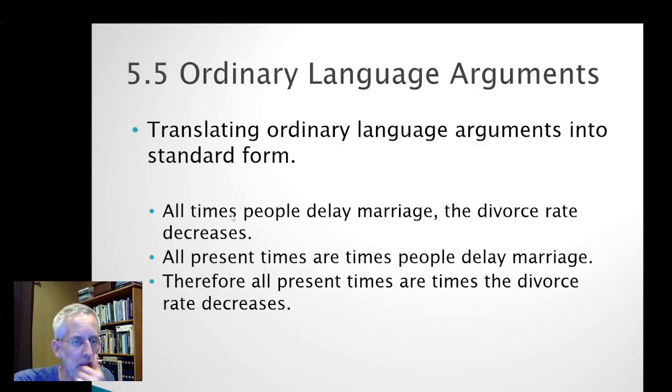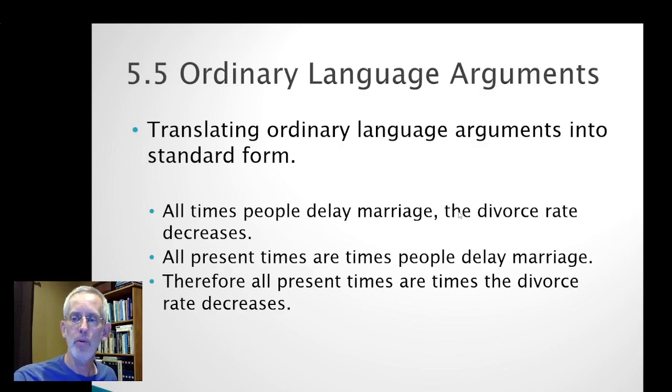But if you look at the first premise here, all times people delay marriage, comma, the divorce rate decreases. That's clearly not in standard form. So it needs to be in a standard form categorical proposition to evaluate it using the rules. So all we have to do is change it into that, and that's not very hard. We have to add a copula, so we need an "are" there instead of the comma.